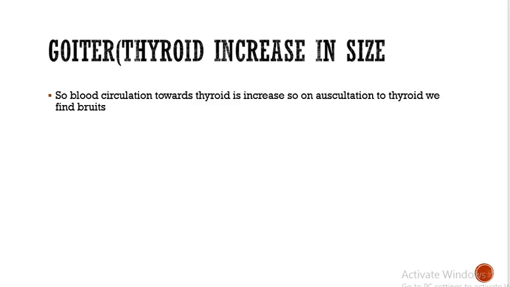So everyone, this is the third lecture of my previous topic. So goiter. Goiter is what? It's a thyroid in which the thyroid increases in size. So blood circulation toward the thyroid is increased. So when you auscultate a thyroid, we find bruits due to increased circulation.